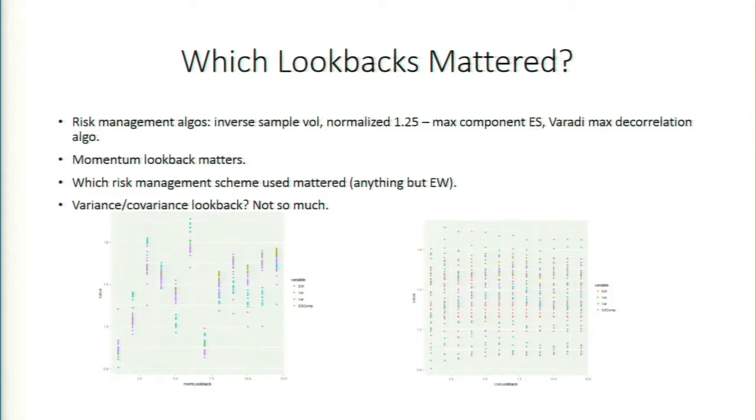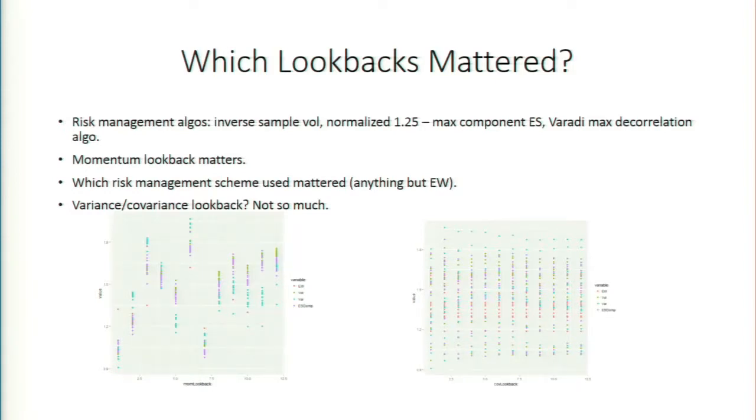So which lookbacks mattered? On the momentum side, you can see that the 1, 2, and 7-month lookbacks were not so great. 1 and 2, we know that momentum isn't all that great. 7 I found a bit surprising. Anyhow, I wound up going with the 3, 6, 9, and 12-month momentums for quarterly. For the lookback on the risk management, you can see on the right that essentially the lookback really didn't matter as compared to the momentum lookbacks.